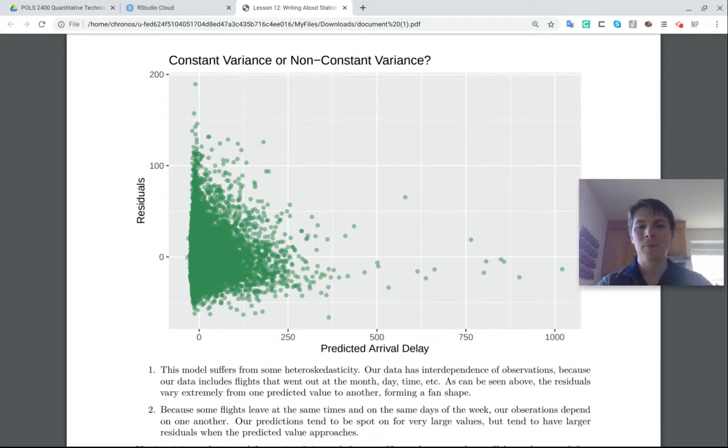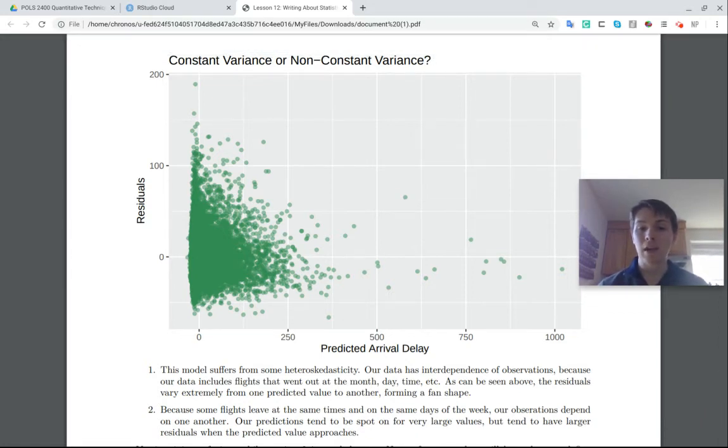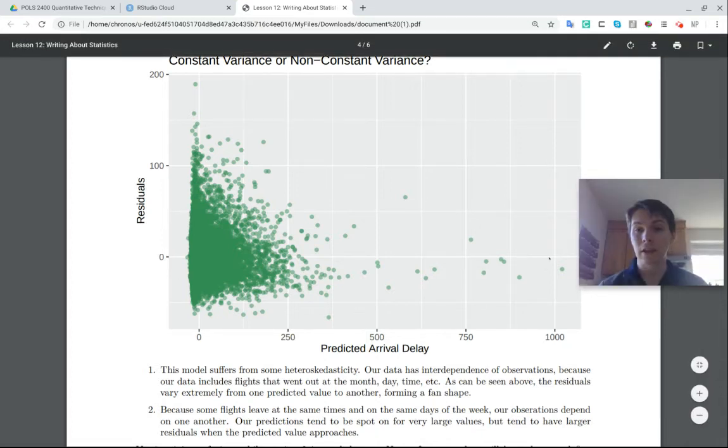Doesn't do much for me. Let's try something else that really gets at the heart of what's going on and explains this visual. Because some flights leave at the same times and on the same days of the week, our observations depend on one another. Our predictions tend to be spot on for very large values like this, right?